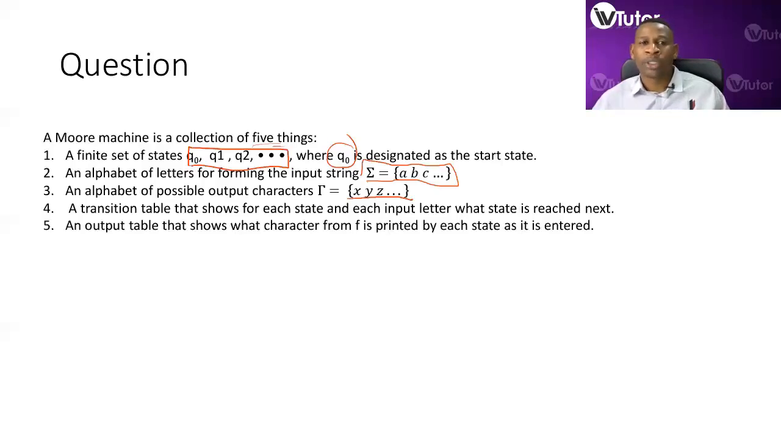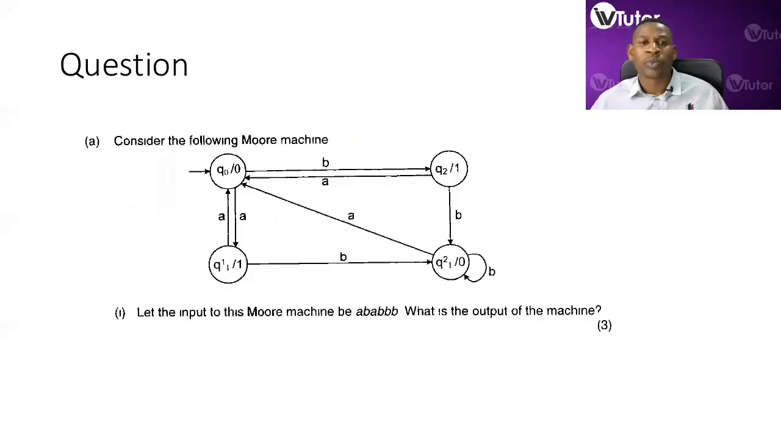Now, those are the properties of a Moore machine. Let's see them in action. So here we do not have an initial state, we do not have a final state. Right. So let's look at the following Moore machine. Let's put the input to this machine to be A, B, A, B, B, B.